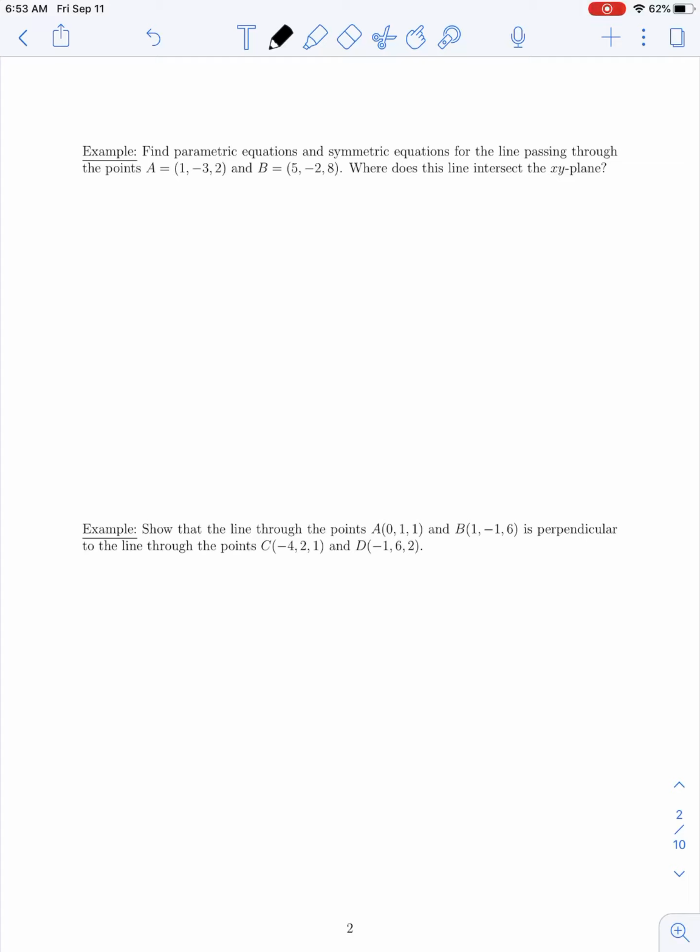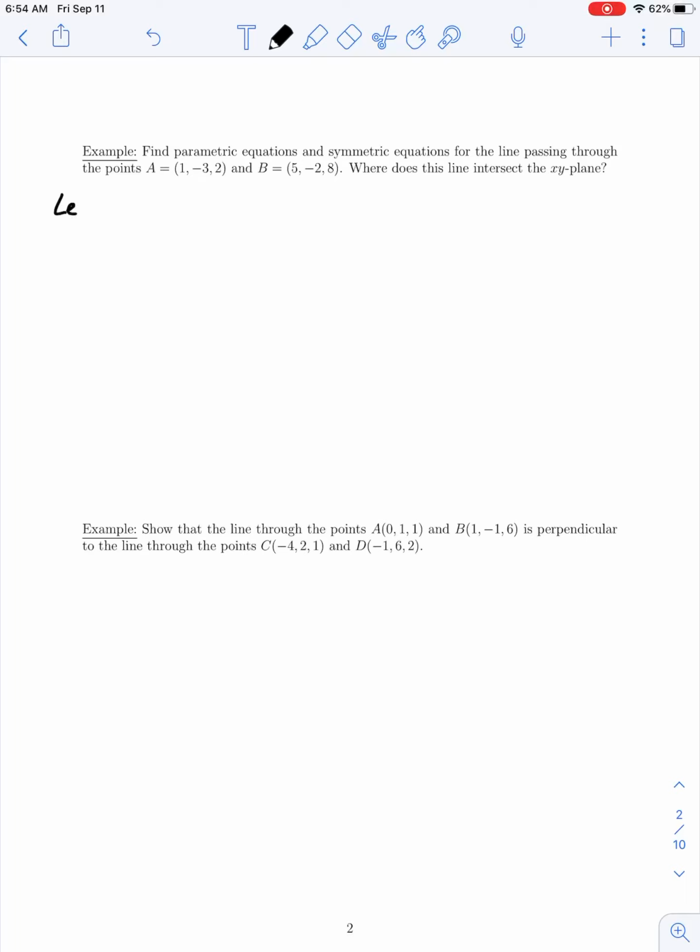So recall for a line in 3 dimensions, we need two things to define it. We need a point on the line, and here we're already given 2 points on our line. And we need a direction vector, that is a vector which is parallel to our line. So if we're considering a line that's passing between 2 points, A and B, a direction vector would be any vector that lies along that line. So we could take the vector from point A to point B as our direction vector.